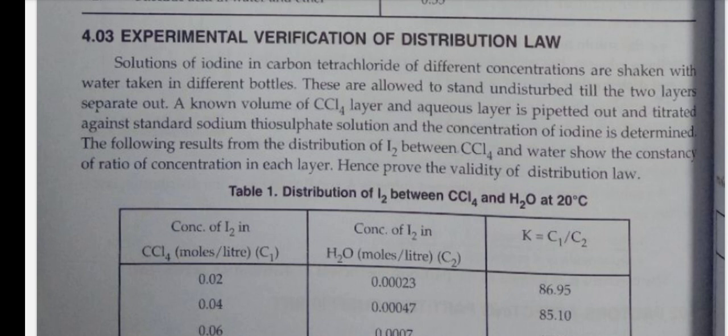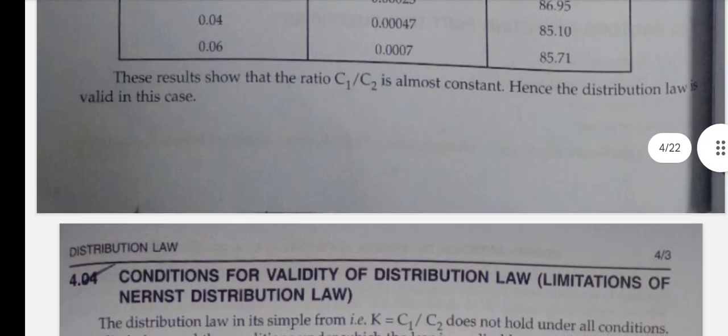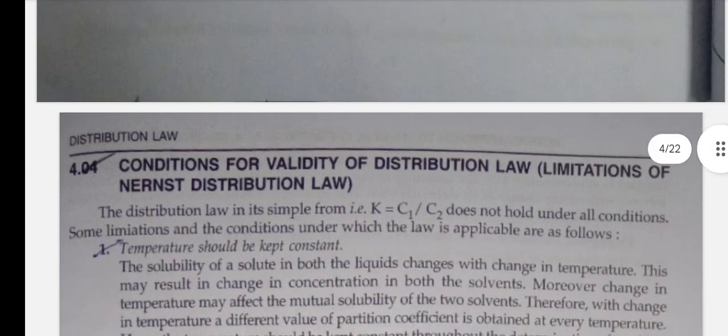The following results from the distribution of I2 between CCl4 and water show the constancy of ratio of concentration in each layer. Hence they prove the validity of distribution law. These results show that the ratio C1 upon C2 is almost constant. Hence the distribution law is valid in this case.